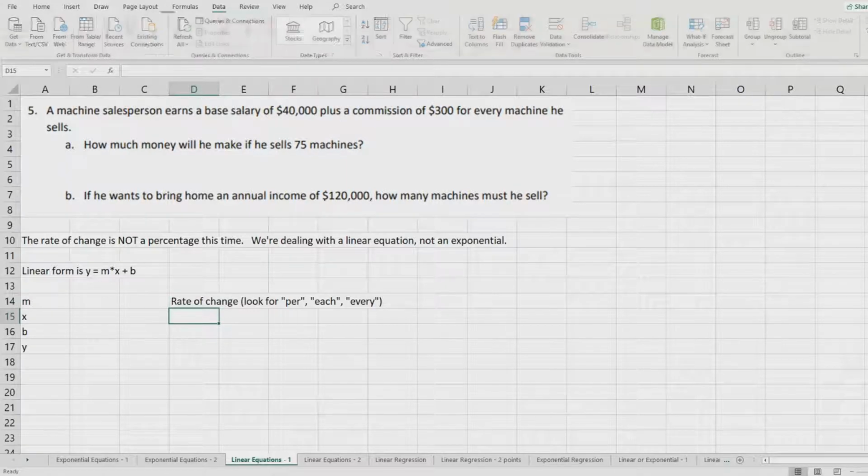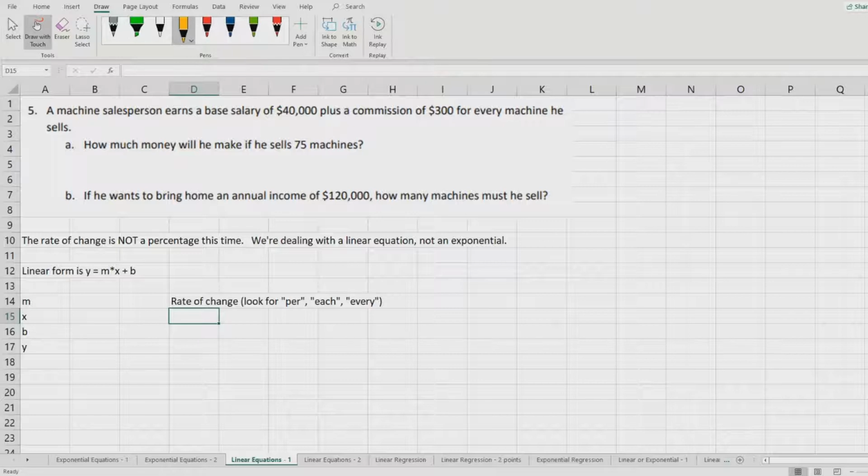Now, in this question, I notice they have the word every machine here, and the number located next to that is 300. So I'm going to call that my M. And so we'll go to the M box and say 300. Notice it says plus, so that is a clue that this will be a positive number.